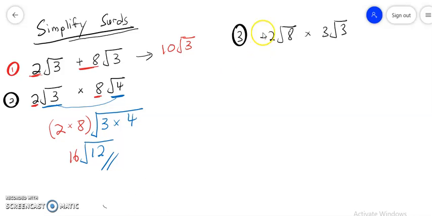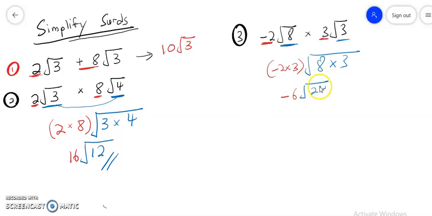So the same thing, decimals and decimal, we multiply, and then the square root here, square root of 8 and square root of 3, we have to multiply together inside. So your answer here will be negative 6 and square root of 24. This is your answer.